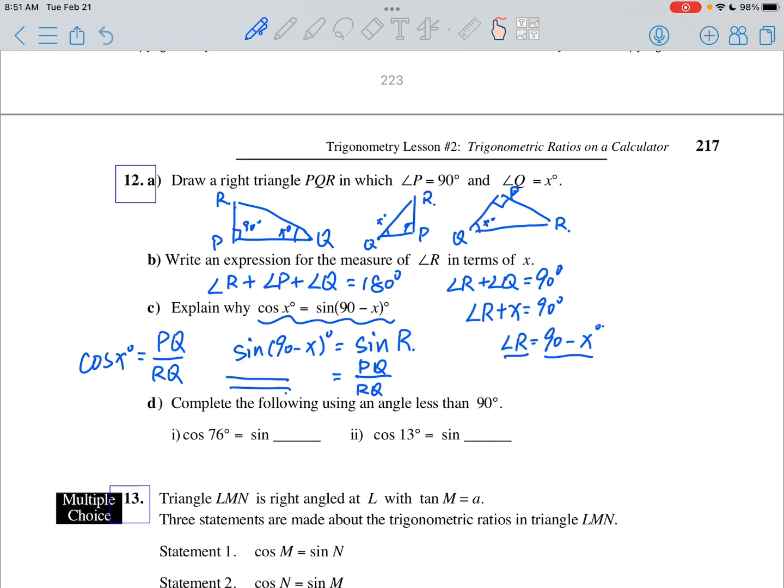And complete the following with angles less than 90 degrees. For cosine 76, based on the formula here, it's 90 degrees minus 76 degrees, so it's sine 14 degrees. And then cosine 13 degrees equals sine of 90 degrees minus 13 degrees, which is sine 77 degrees. Okay.